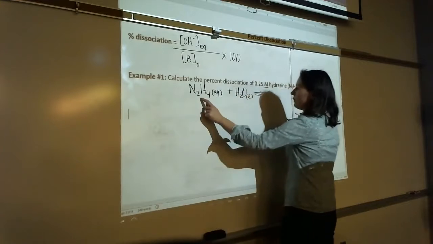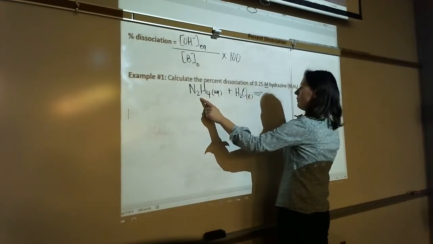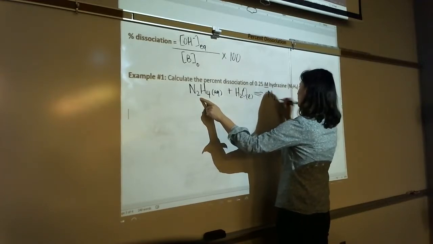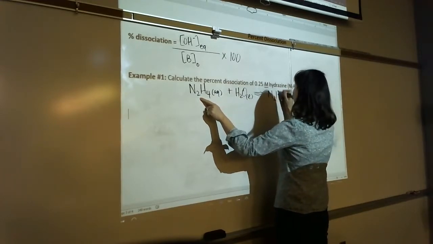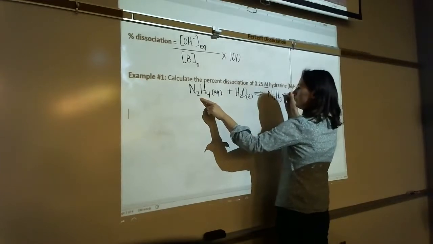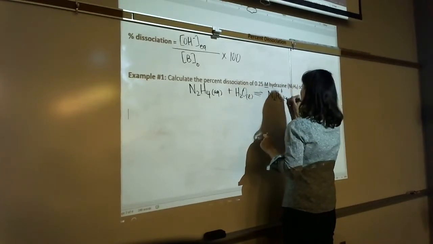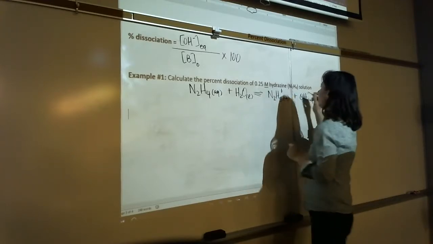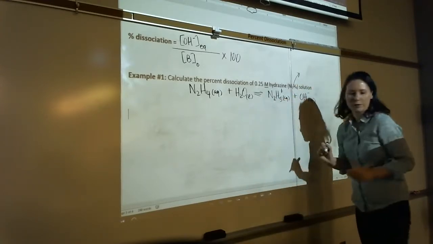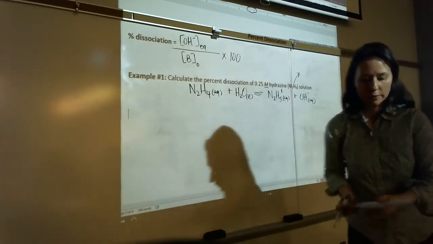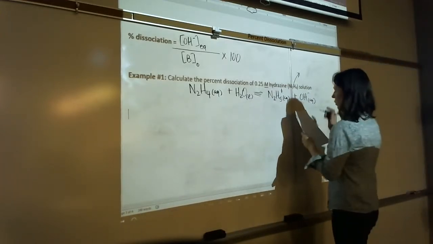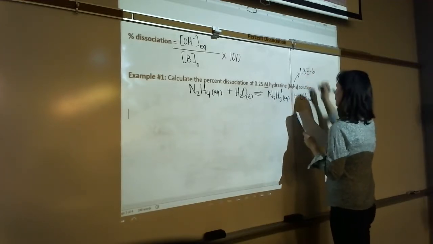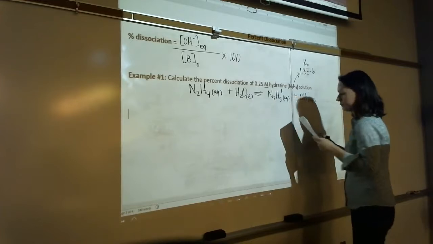What does hydrazine become? I'll give you the N2 part. You do the rest. N2H5 what? Plus, right. Plus OH minus. If you look up the Kb value for hydrazine on your handout, it is 1.3 times 10 to the negative 6. That's the Kb. It's on the handout.